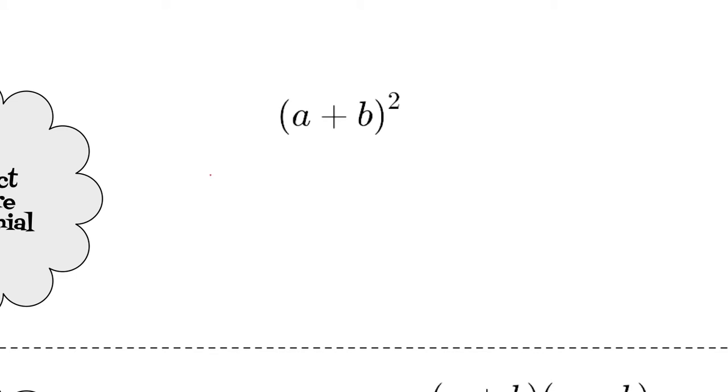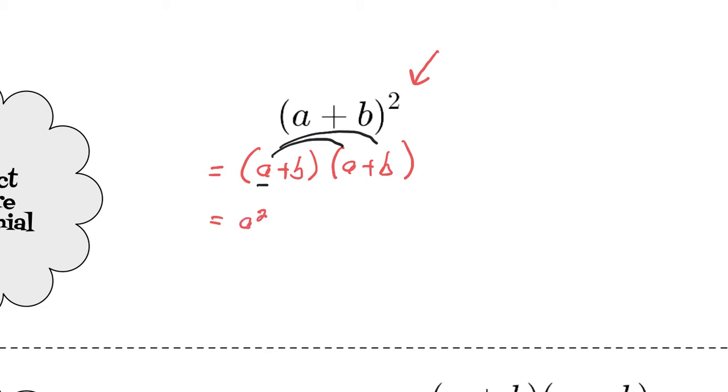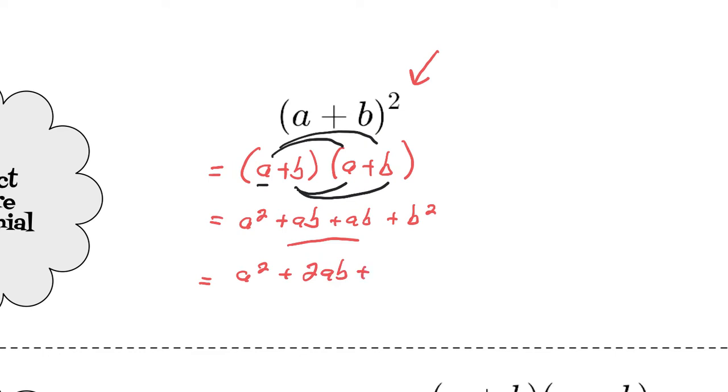So a plus b squared is a plus b multiplied by itself, because that's what squaring means. So you take the first term and distribute into the second bracket, and that will create a squared plus ab. Take the second term and distribute into the second bracket, and again you'll get the ab, and in the end you'll get b squared. The like terms are already collected, so a squared plus 2ab plus b squared.